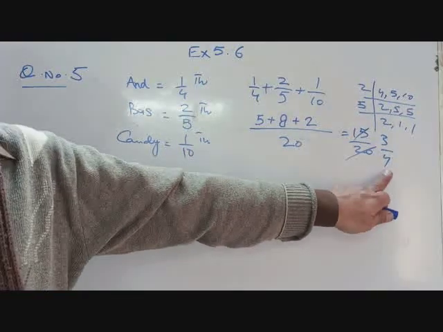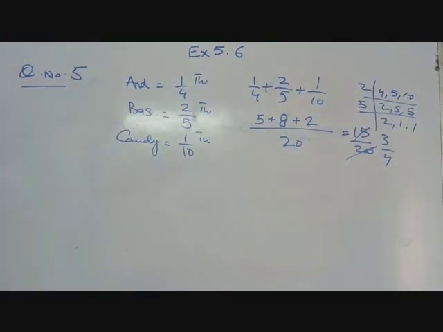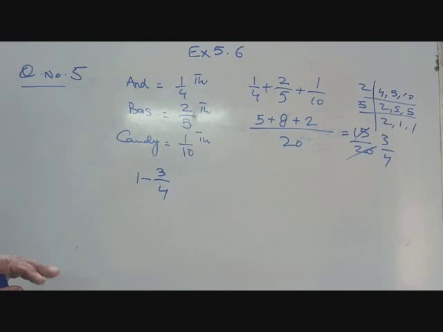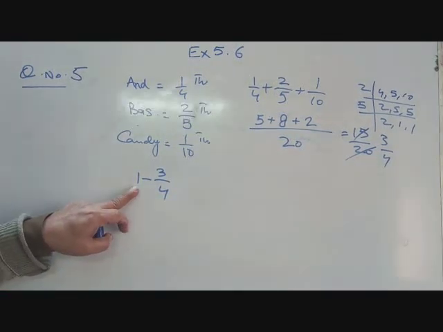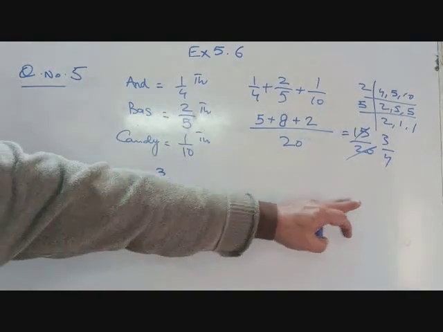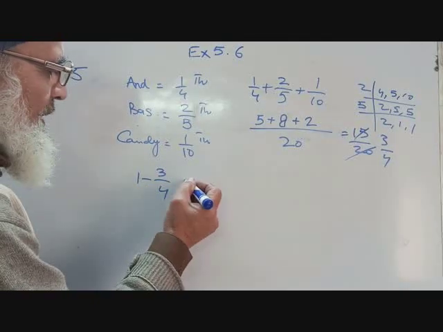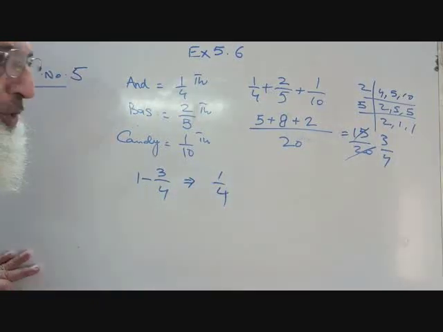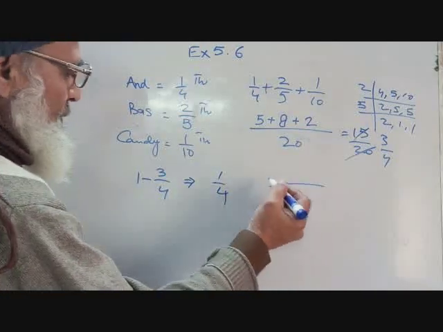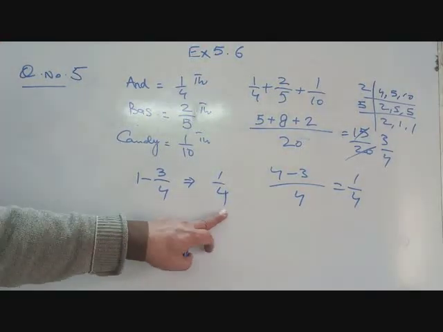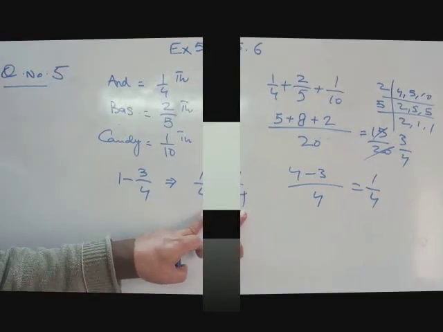Now this is the contribution they have saved. What they require is 1, because 3/4 has been contributed. Now 1 minus 3 by 4 will become 1 by 4. If you calculate it like this, 4 minus 3 is equal to 1 by 4. So this is the amount they need more for their party.